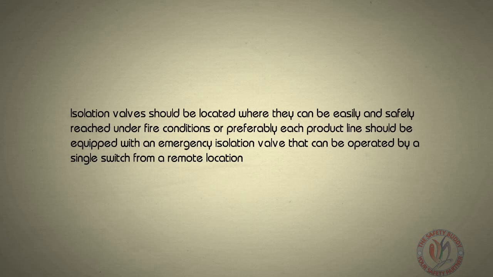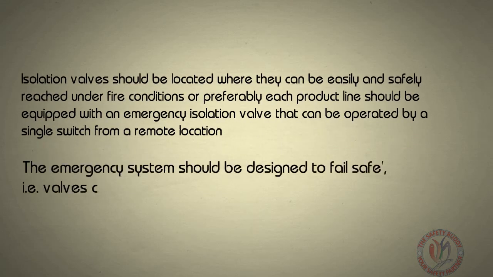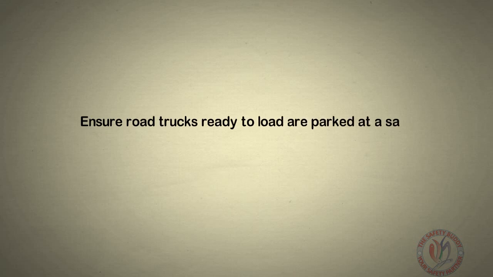Isolation valves should be located where they can be easily and safely reached under fire conditions, or preferably each product line should be equipped with an emergency isolation valve that can be operated by a single switch from a remote location. The emergency system should be designed to fail safe, that is, valves close in the event of air or power failure. Ensure road trucks ready to load are parked at a safe distance from the gantry and their movement is strictly controlled by the supervisor.